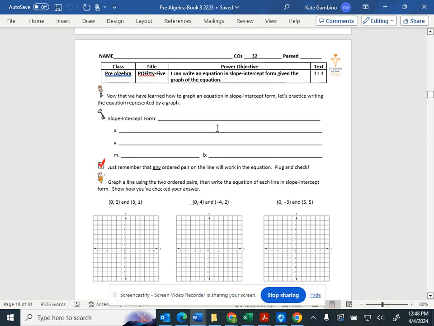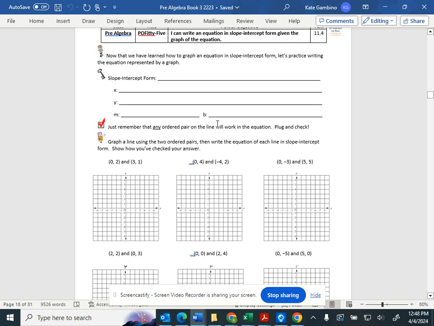Good afternoon. Today we are continuing with slope-intercept form. Does anybody recognize it? Continuing with our slope-intercept form: I can write an equation in slope-intercept form given the graph of the equation.